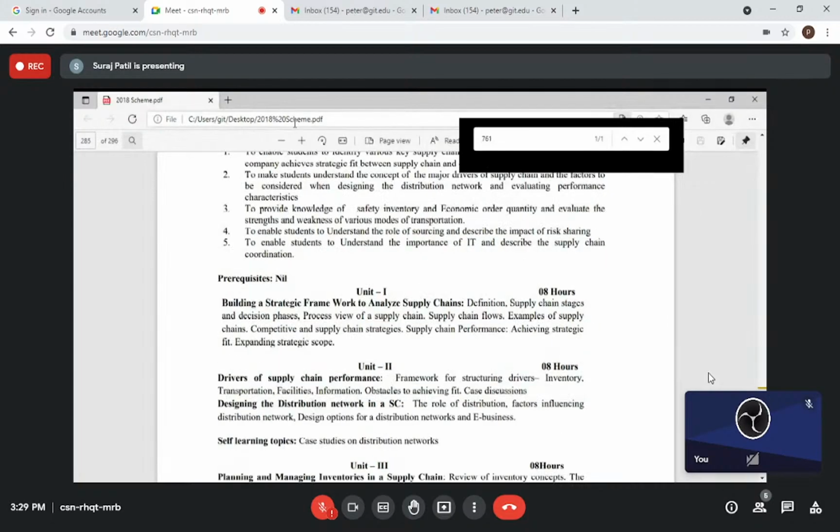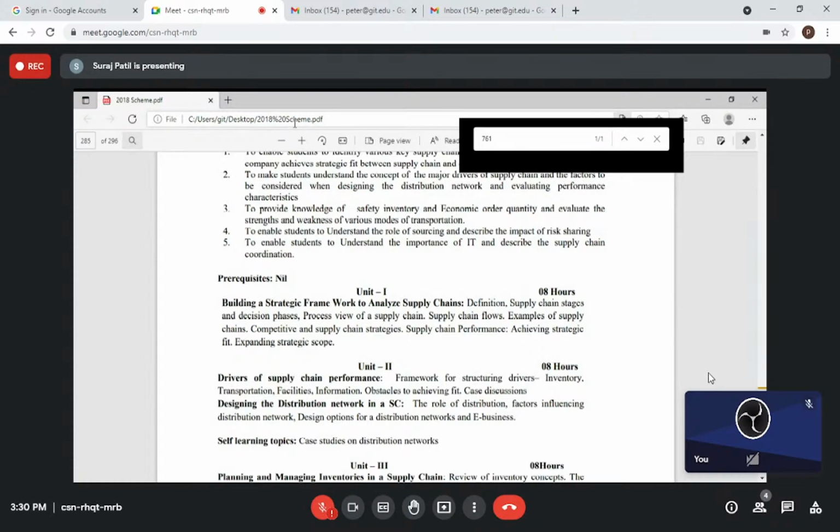The second unit deals with the drivers of supply chain performance. Here we discuss individual drivers, how they drive the supply chain. For example, there are inventory, transportation, facility, information, and then the end product comes. Now if there is a weakness in the information network, then you cannot satisfy the supply chain process for the entire product.